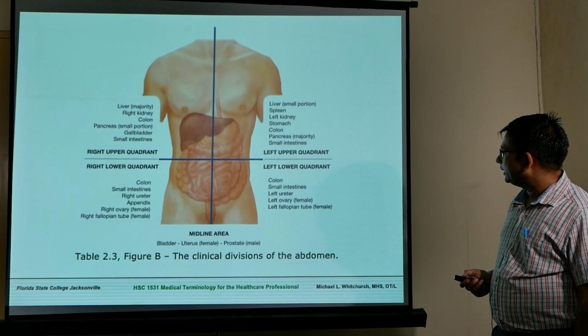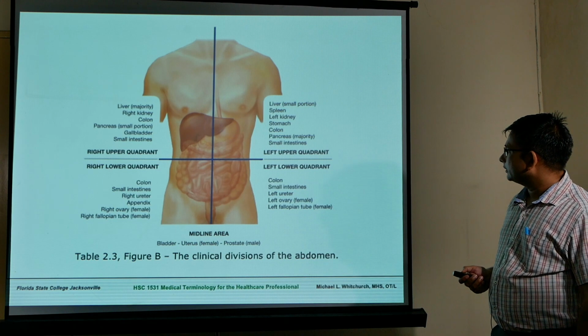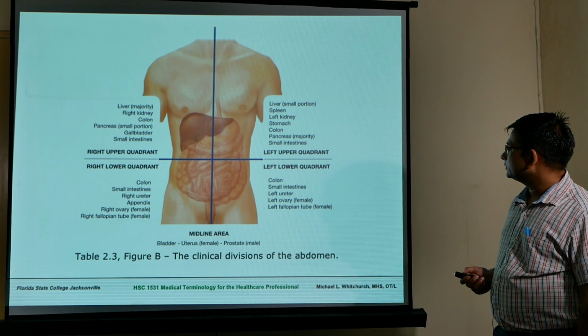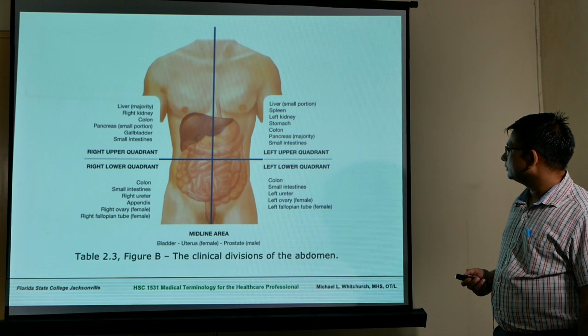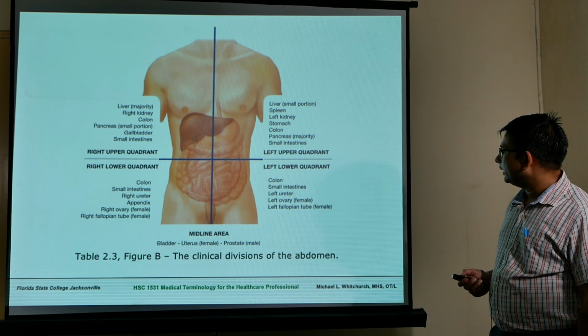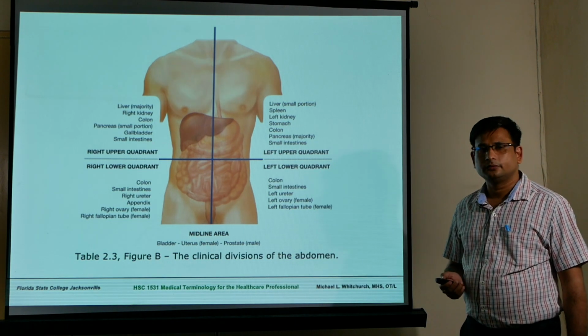In the left lower quadrant lie the colon, small intestines, left ureter, left ovary and left fallopian tube in case of females.